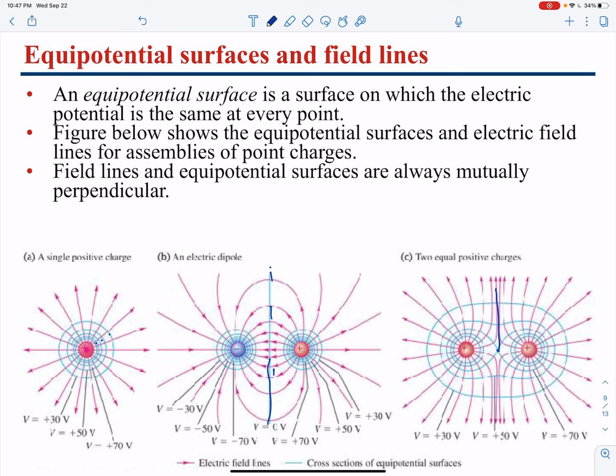Key thing to realize, the field lines and the equipotential surfaces, they're always mutually perpendicular. Think of this equipotential as a contour map. The slope, the change in the voltage is going to be your electric field. So if we're going downhill, that would be a positive electric field.